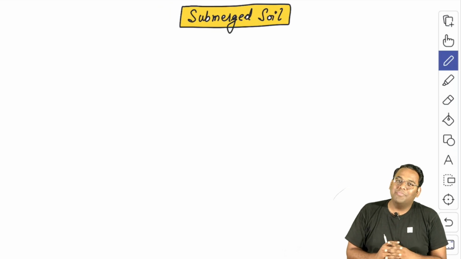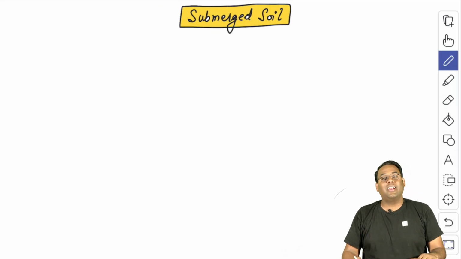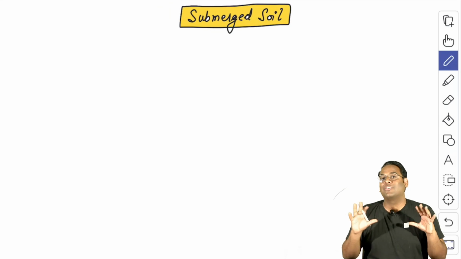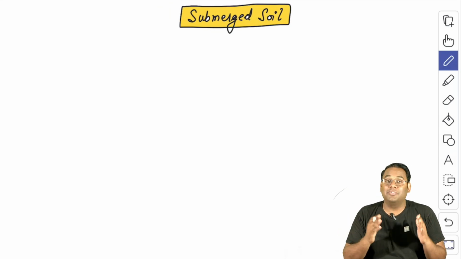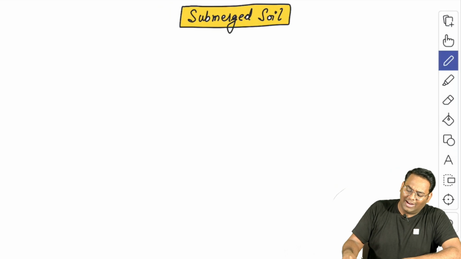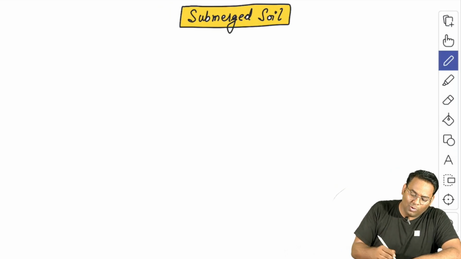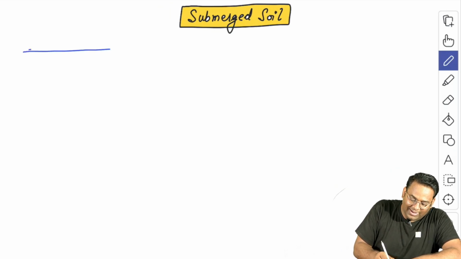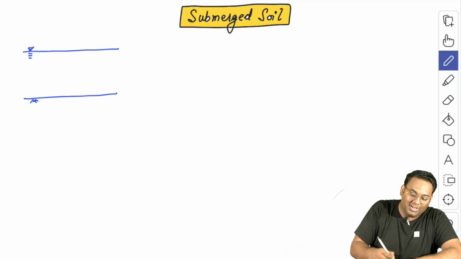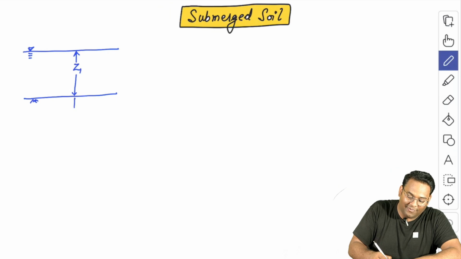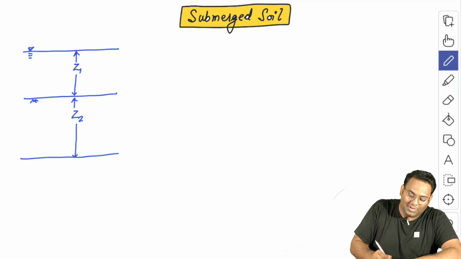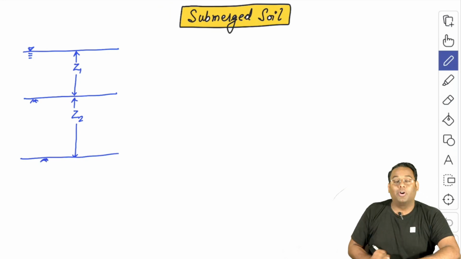Hello everyone, welcome back to this lecture in which we are going to understand how effective stress and total stress vary in submerged soil. Let us understand how a submerged soil will look. Let us assume that this is a water body having some water level, and this is the bottom of this particular water body. The depth of water in this water body is Z1, whereas we are going to study up to a depth Z2 from the base of this water body.